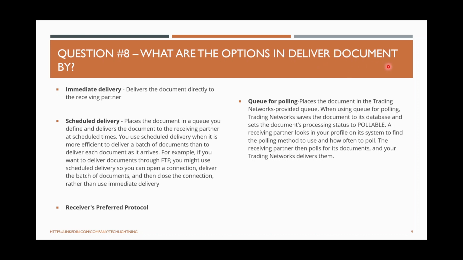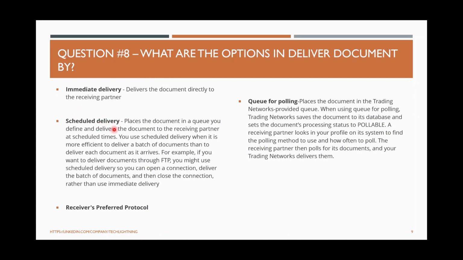For example, assume this is the outbound scenario. My IS is pushing a document to my external partner. From the IS, I'm sending some document to my trading network, where it gets recognized with sender as Tech Lightning, receiver as Intel, and document type as some purchase order. In that case, what method do I choose in deliver document by? Do I want to send it as an immediate delivery? Immediate means whenever a document arrives, it will be sent to your partner based on the information configured in the profile.